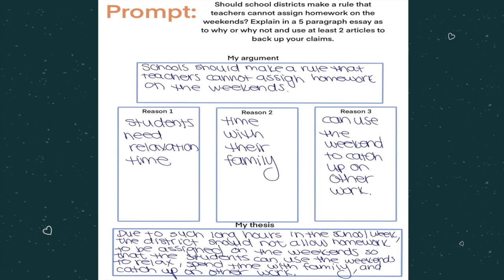After looking at my argument, my reasoning, and going back to the prompt and making sure that I'm answering the question being asked, I wrote this thesis. Due to such long hours in the school week, the district should not allow homework to be assigned on the weekends so that students can use the weekends to relax, spend time with family, and catch up on other work.